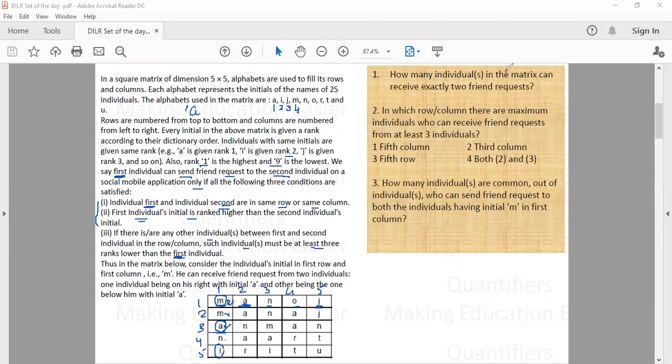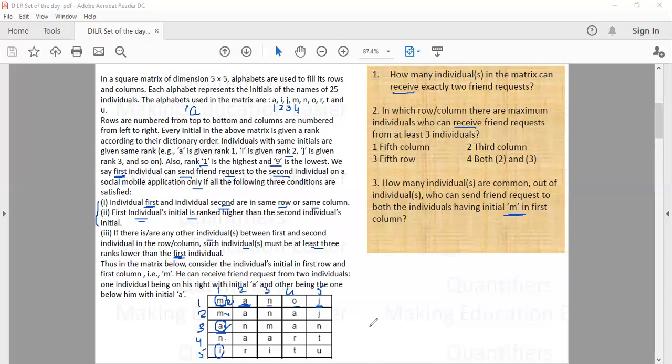Now, if you look at the questions, it says: how many individuals in the matrix can receive exactly 2 requests? In which row and column are the maximum individuals who can receive the friend request? How many individuals are common out of the individuals who can send the request to the individuals having M as the initial in the first column? So since the questions ask about friend requests received, we will deal with them in the same way. We will not see whether a person can send a request to some other person, but rather in how many ways a person can receive the friend request, instead of sending it.